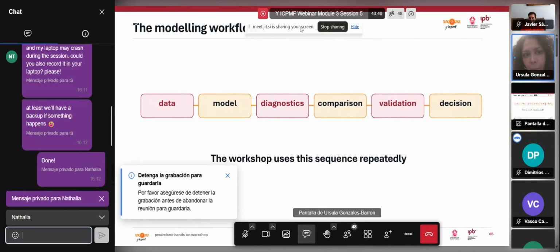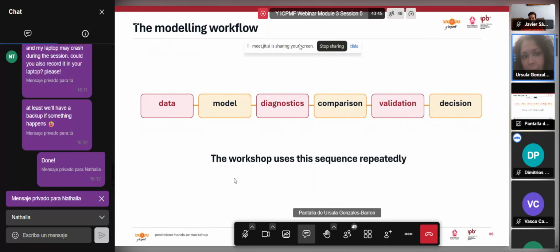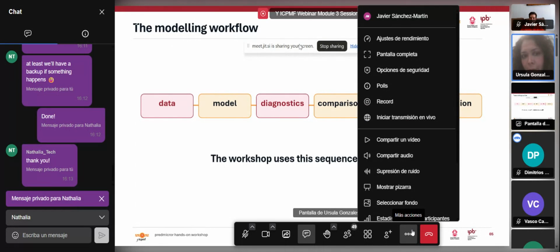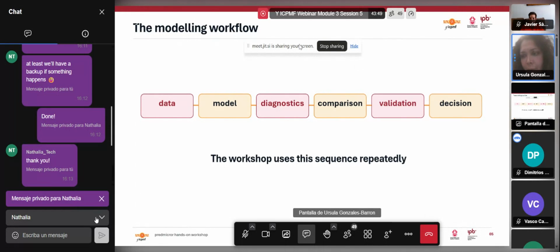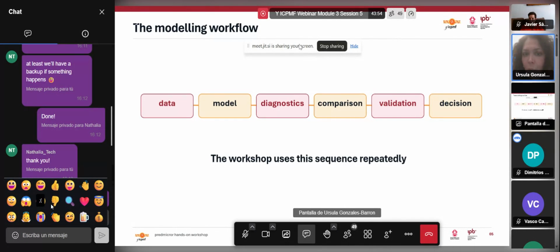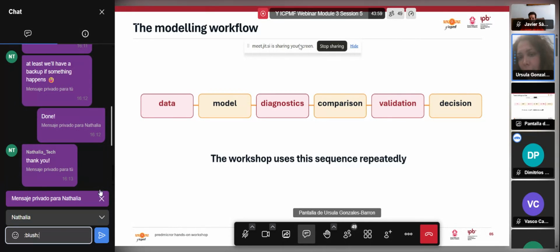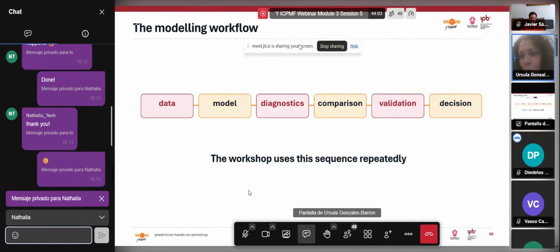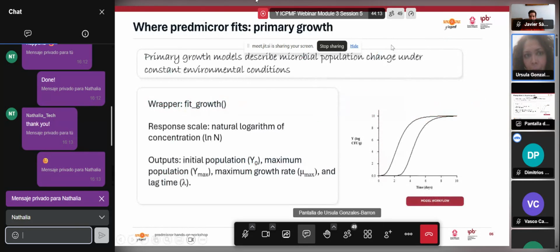So the way you will follow up Vasco's presentation is like this. You'll have some data, then you are going to assess models. You are going to assess your candidate models to look at the diagnostics, goodness of fit, and predictive capacity in order to compare the models and choose the model which is not so bad, because we know that not all models are perfect, to validate and decide. So this workshop or webinar is going to use this sequence repeatedly.